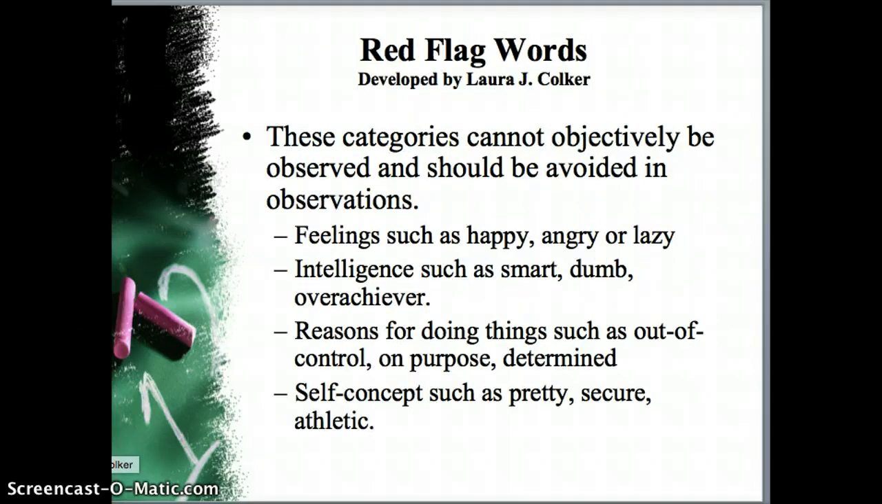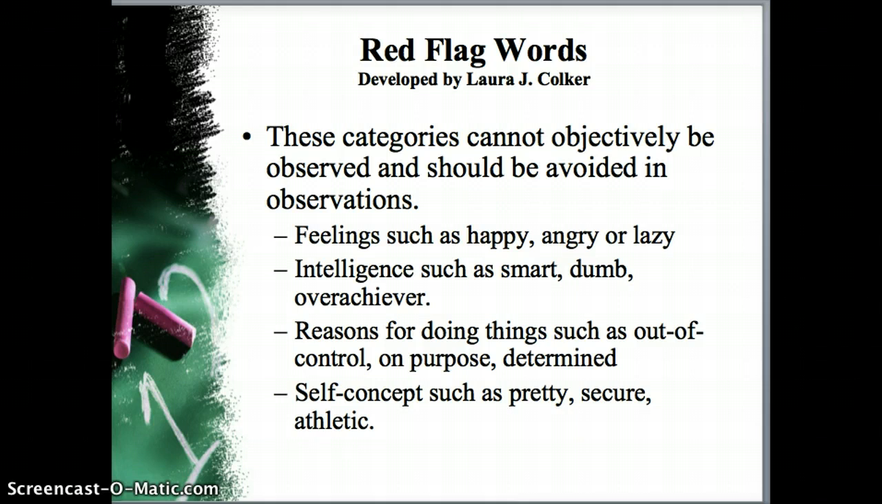There are many words and phrases that make an observation subjective, and we want to stay away from these phrases. Laura J. Cochler developed a red flag word list that really helps us to know what things to leave out. These are categories that you cannot objectively observe, and we need to avoid them.